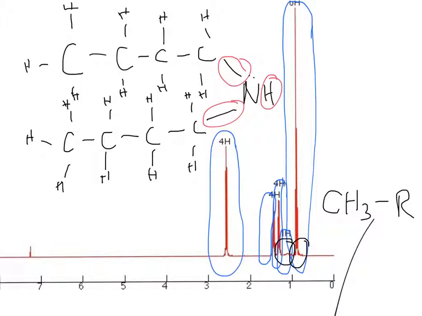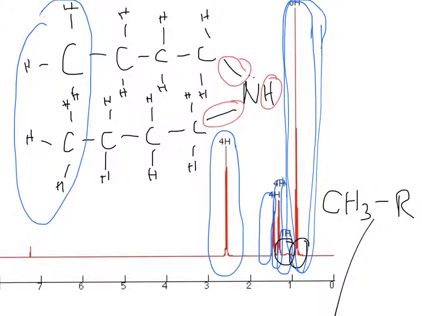So based on what we already know from this proton NMR, this peak right here with the 6 hydrogens is going to be this group right here on the end. We know that this group right here with 1 hydrogen is going to be this. But now we also have 3 groups with 4 hydrogens that we haven't identified yet.